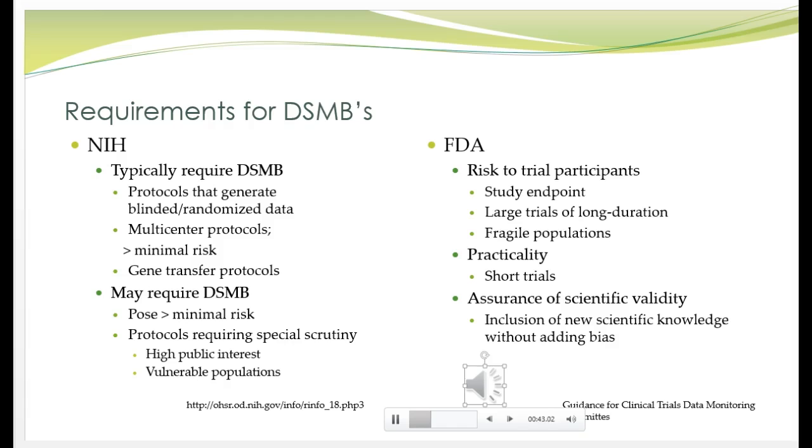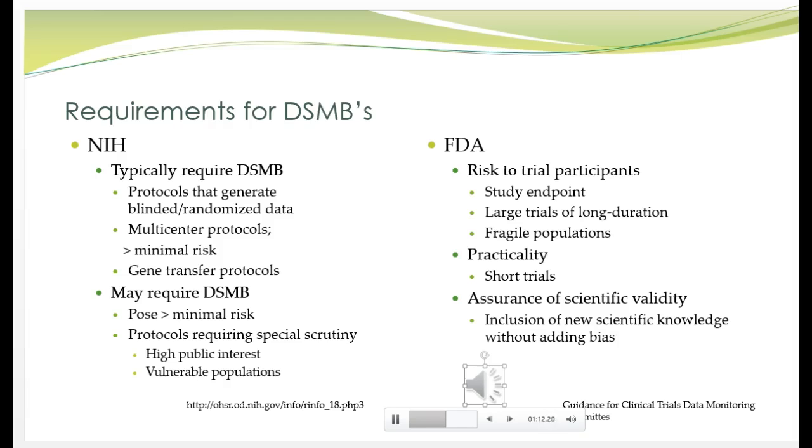Studies that may require a DSMB are studies that pose less than minimal risk, and protocols that require special scrutiny, like those that are of high public interest. I'm trying to think, like an Ebola trial today might be one of those. And those that involve vulnerable populations, for example, individuals with advanced Alzheimer's who can't always advocate for themselves, so you want to get in there and make certain that they have extra safety protections.